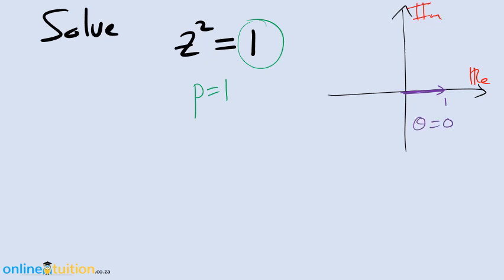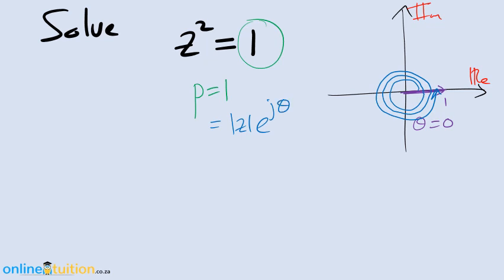But is that the only angle that will produce p equal to 1? And you'll say no, because if we add multiples of 360, we'll keep coming back to that point. And we also know the length of that purple vector is 1. And you remember that we can write this as mod z e to the j theta.